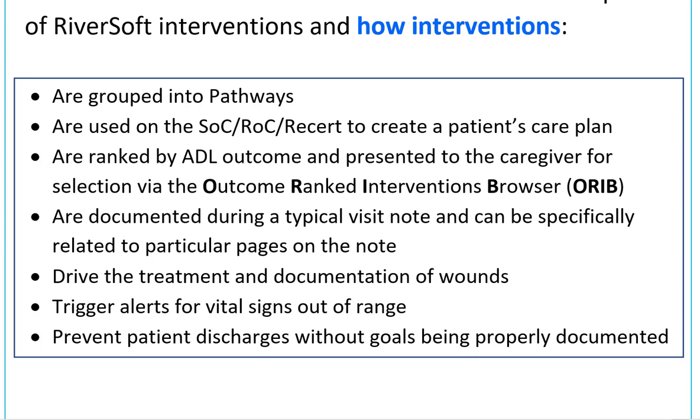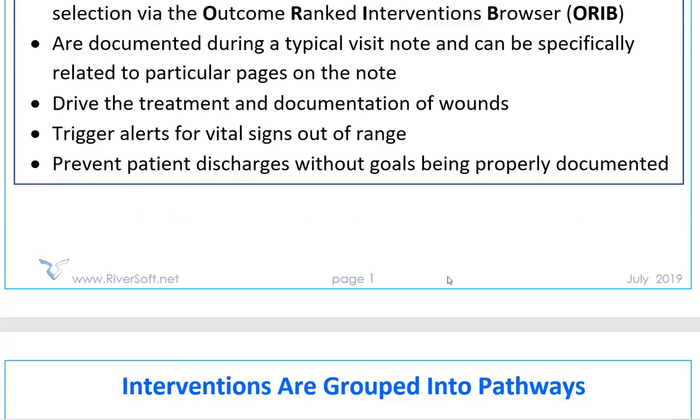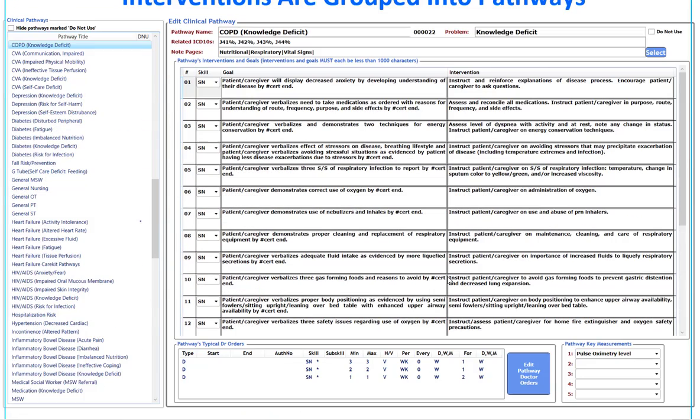So let's start with talking about how interventions are grouped into pathways. This is an example pathway: COPD knowledge deficit. A pathway is simply a group of interventions. Each intervention has a goal.